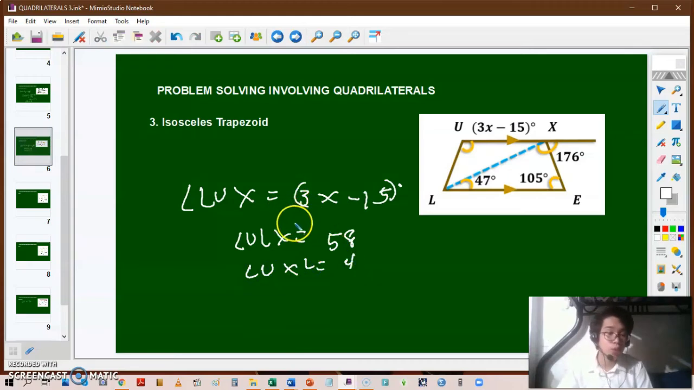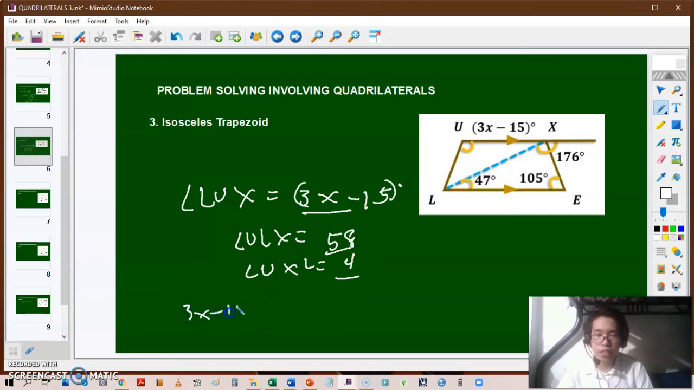So we can solve for the measurement of angle LUX. How do we solve that? We have to equate it to some value, and that value is going to be 180 degrees. Why? Because we have a triangle here. Since it formed a triangle, and the measurement of angle ULX is 58 degrees and the measurement of angle UXL is 4 degrees, then we can equate the sum to the measurement of a triangle, which is 180 degrees.